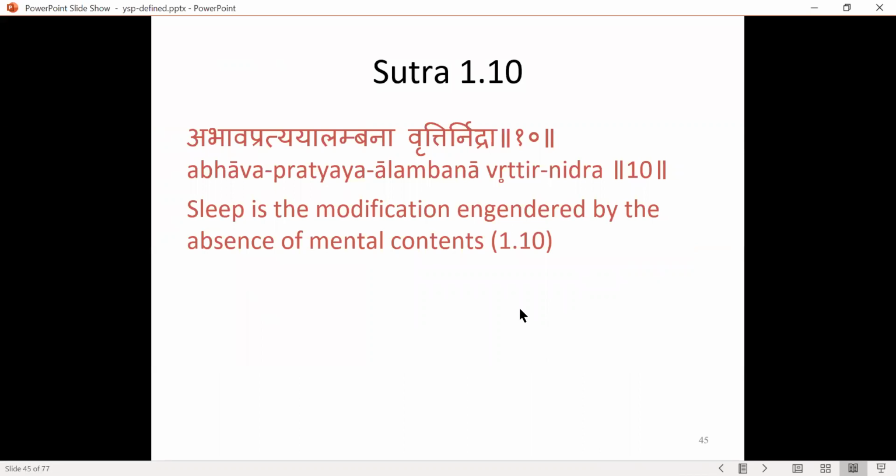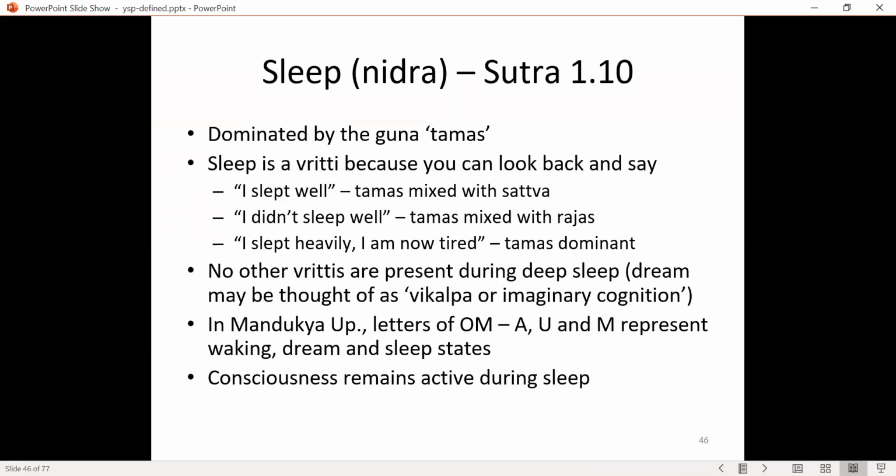So this is abhava pratyaya alambana vrittihi nidra. Now, it's dominated by the guna tamas. We know that. Nidra is always dominated by tamas. That's how we sleep. We need that tamas because we want to sleep and rest. Now, the answer to that question is, even though there is no content in the mind, sleep is a vritti because you can look back and say, I slept well. And if you slept well, then tamas was slightly mixed with sattva. I did not sleep well, maybe it was mixed with rajas. I slept very heavily, I'm kind of tired even after sleep. Then it's all tamas.